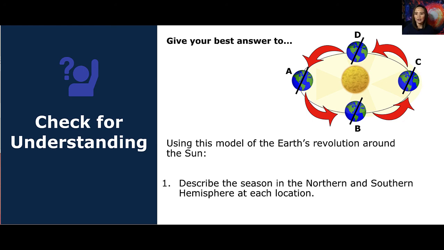Describe the season in the northern and southern hemisphere at each location. You're going to use this diagram right here, A, B, C, and D, and describe the seasons in the northern and southern hemisphere for A, northern and southern hemisphere for B, northern and southern hemisphere for C, and northern and southern hemisphere for D.